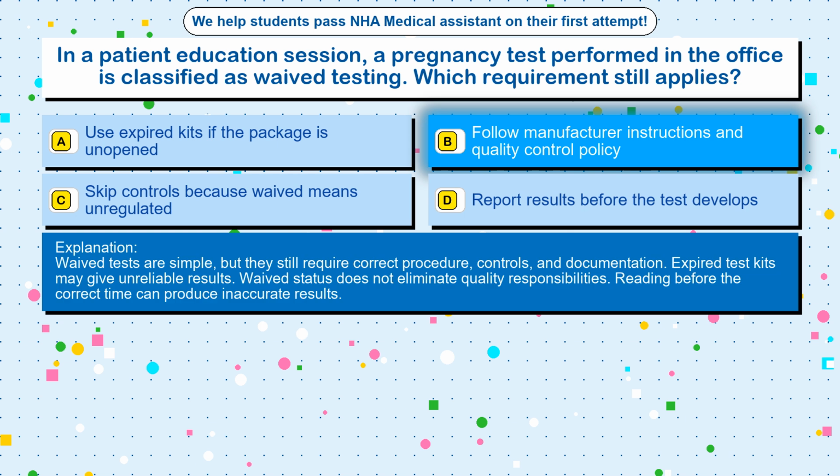Waived tests are simple, but they still require correct procedure, controls, and documentation. Expired test kits may give unreliable results. Waived status does not eliminate quality responsibilities. Reading before the correct time can produce inaccurate results.